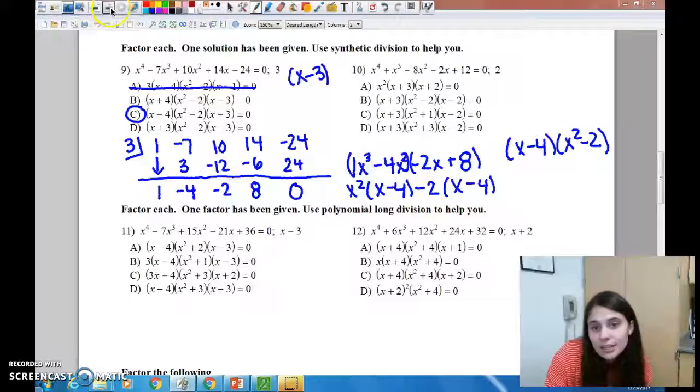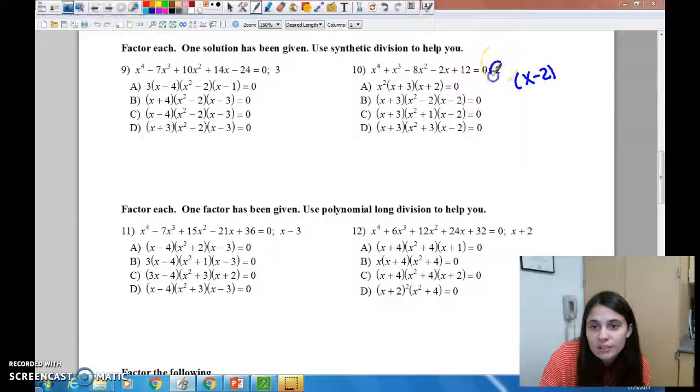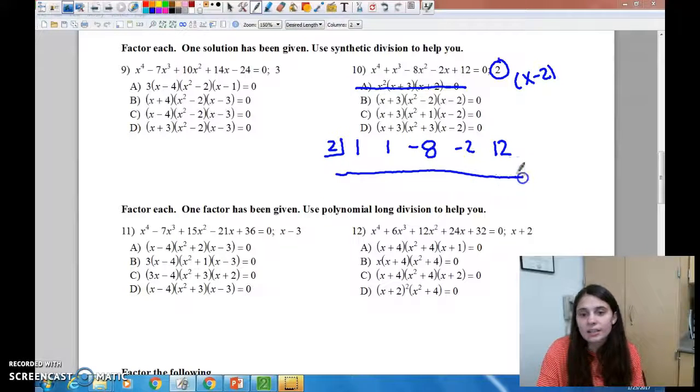Number 10 is the exact same thing. So I start by doing, first of all, I know that one of my factors will be x minus 2 because of this 2. So the answer is not A. Then I'm going to go ahead and do synthetic division. So I have 1, 1, -8, -2, and 12. So I'm going to start by bringing down the 1.